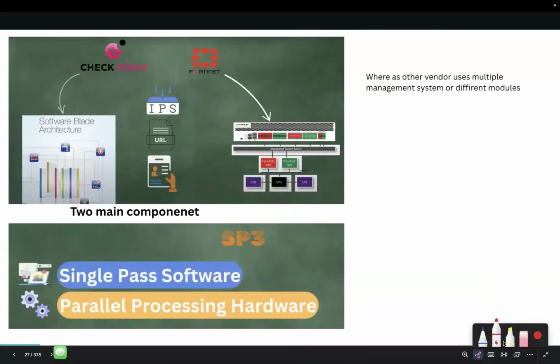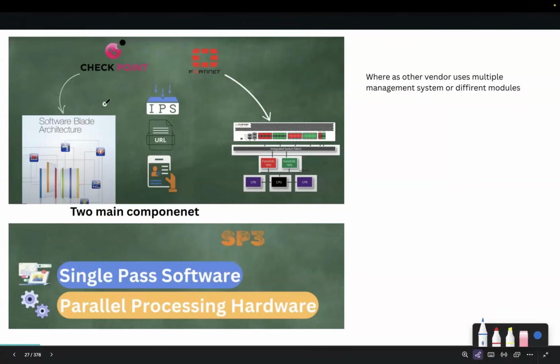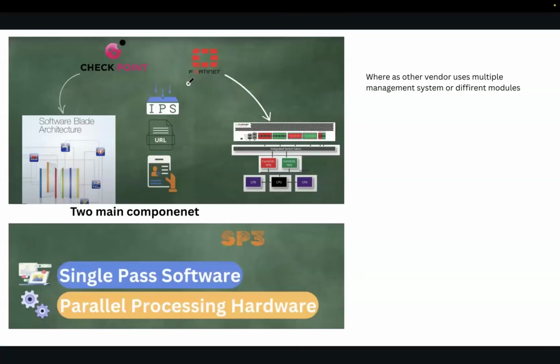Second diagram, how other things are different in Checkpoint and Fortinet. You guys have worked on Checkpoint and Fortinet as well, right? Some of the engineers already know that. So what it does in Fortinet is multiple management systems for the different modules.